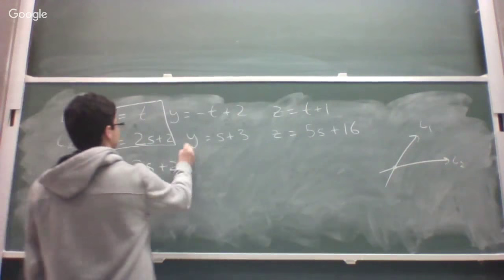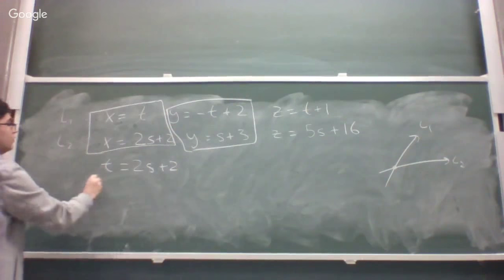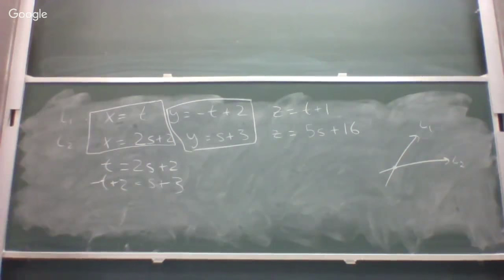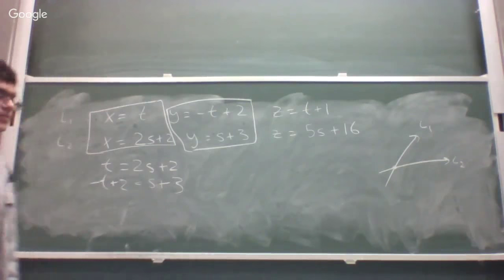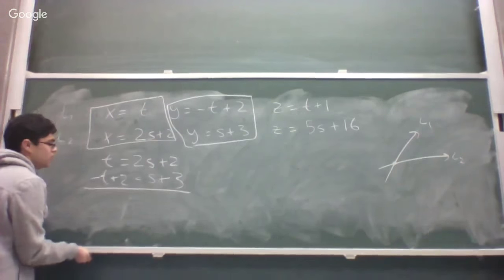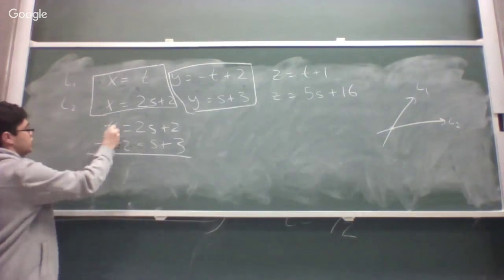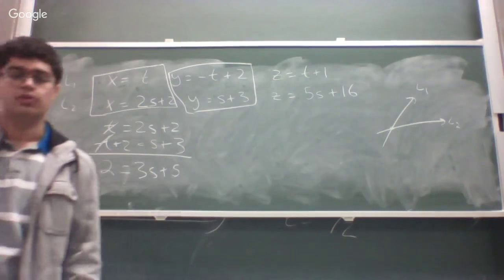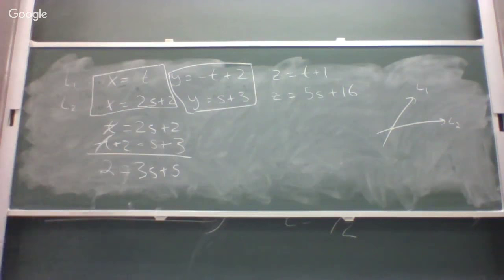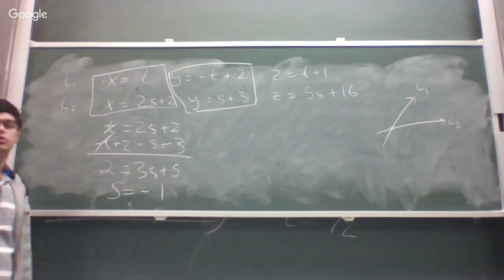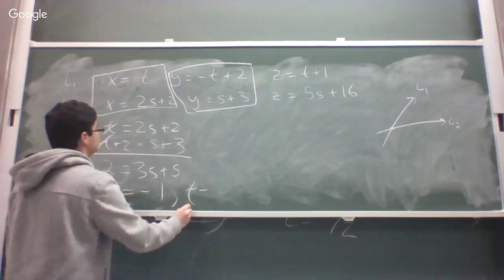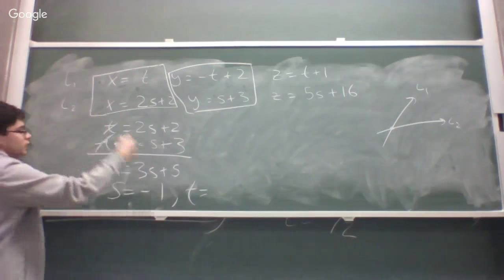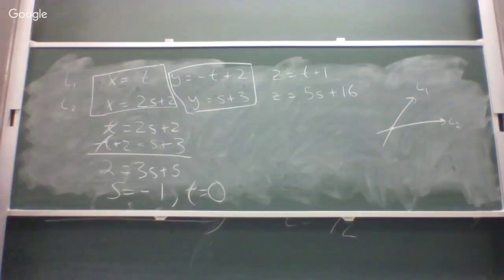You can do the same thing with the y's. Since y's are equal, we have minus t plus 2 equal to s plus 3. So the t's cancel out. 2 is equal to 3s plus 5. s is equal to -1. And then t is equal to, if we put -1 here, we get t, which is equal to 0.